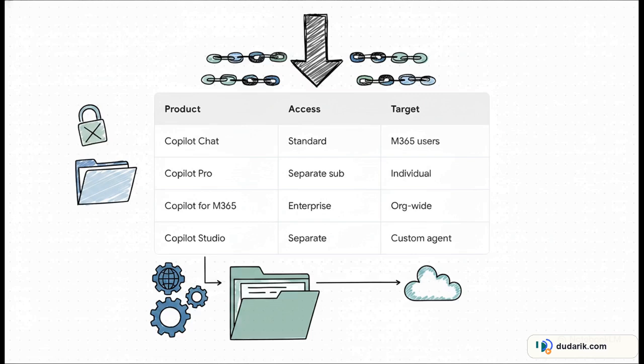That means it can't reach into your organizational SharePoint or your private email history. For that level of deep integration, your organization would need the premium Copilot for Microsoft 365 Enterprise license. So figuring out your tier is absolutely step 1.